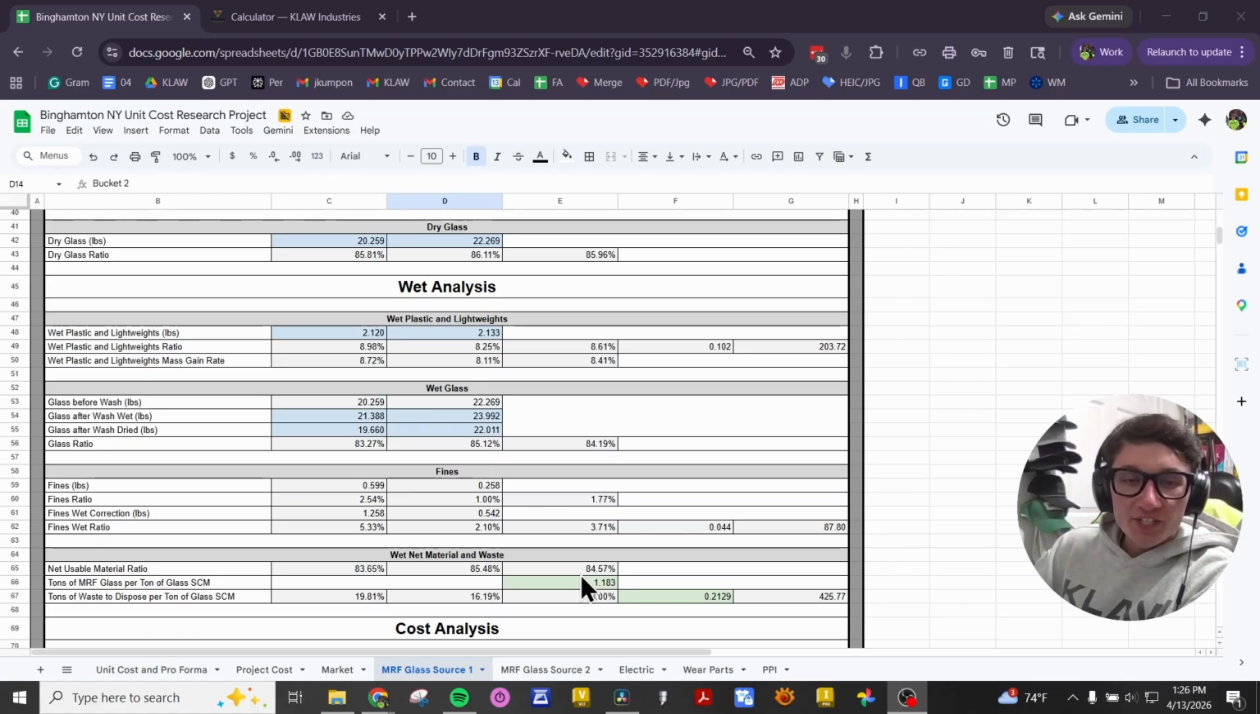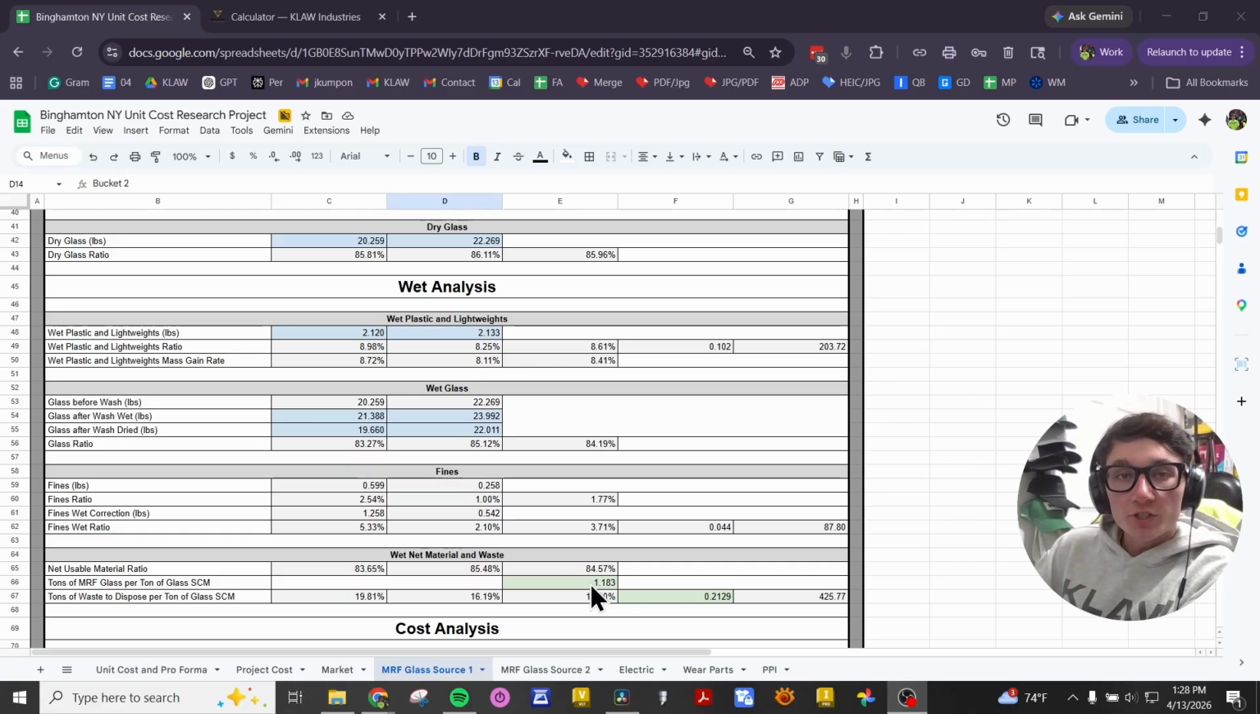So we know that from this sample, 84.57% of the sample is going to be usable glass that's converted into a glass SCM. And the important part here is that we have to normalize each one of these facilities to 1 ton of glass SCMs so that we can actually compare them side by side. And that means that we're going to need to take 1.183 tons of MRF glass from this facility to get 1 ton of glass SCMs.